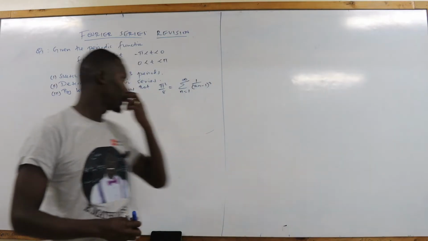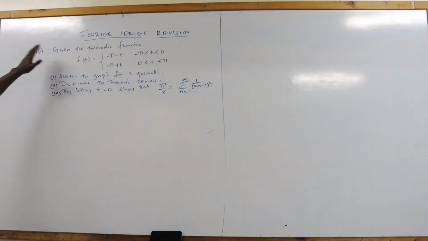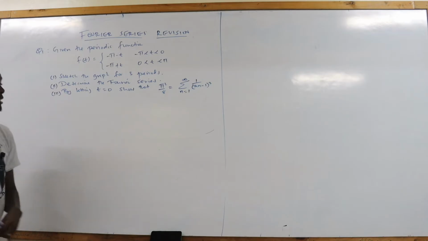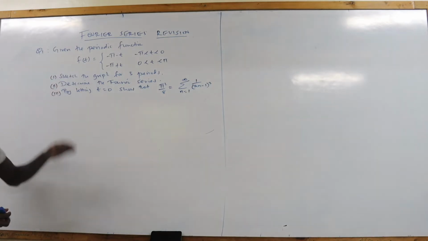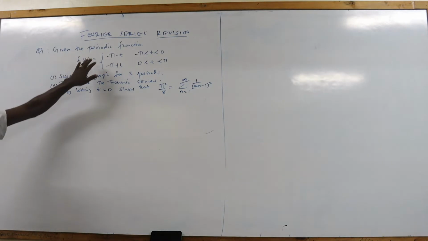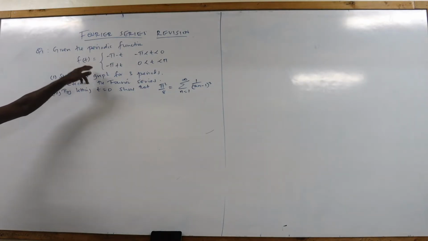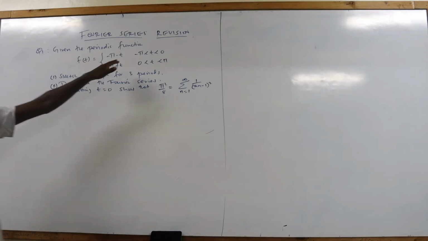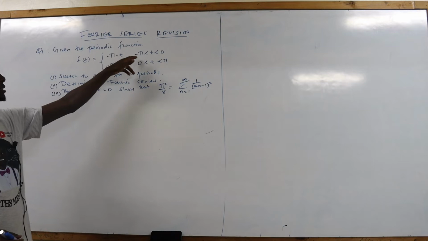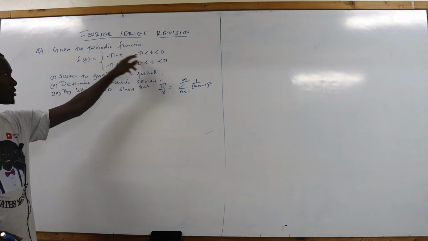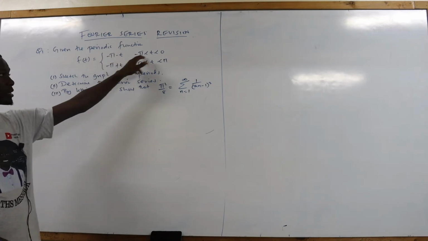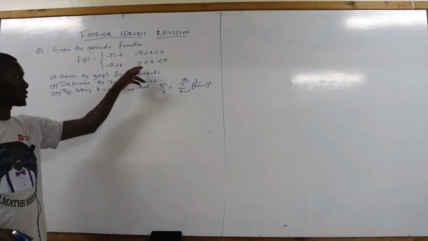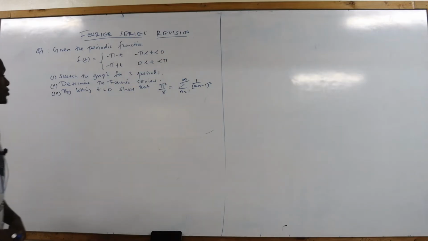Now, today we're going to be checking a question where you've been given a periodic function. The function is represented by f(t), so our variable is t. This is a function of time. Then we have π − t as the function. This function runs from −π to 0, then the second one runs from 0 to π.